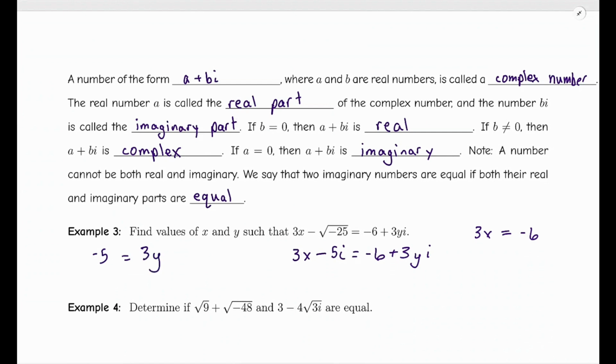So now I can solve these two separate equations. Divide by 3, divide by 3. I get x is equal to negative 2. Divide by 3, divide by 3. I get y is equal to negative 5/3.